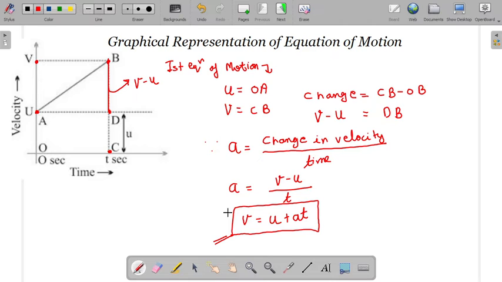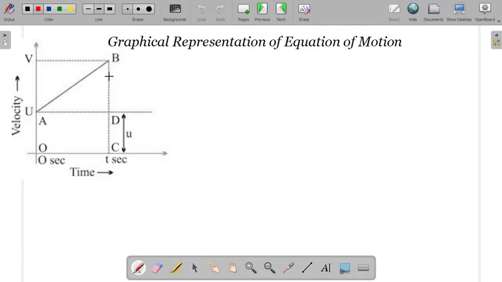Now we are going to derive our second equation. So now for the second equation of motion.